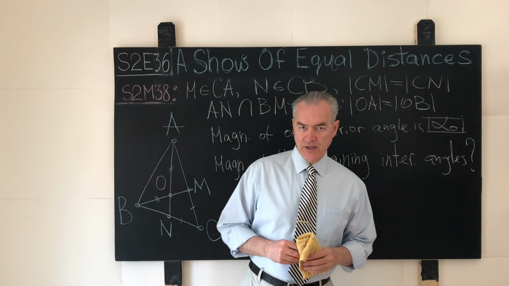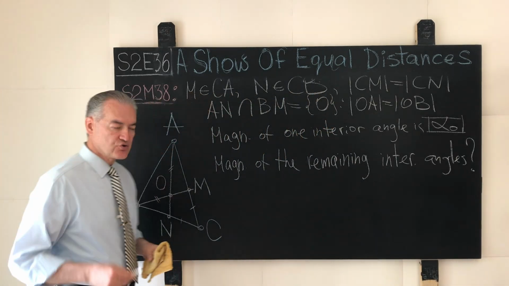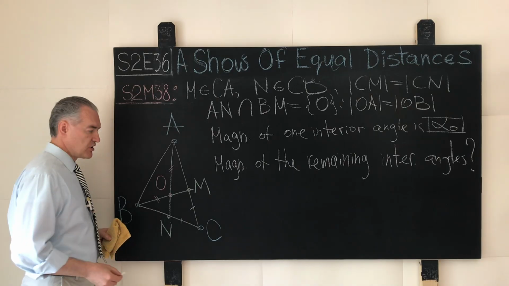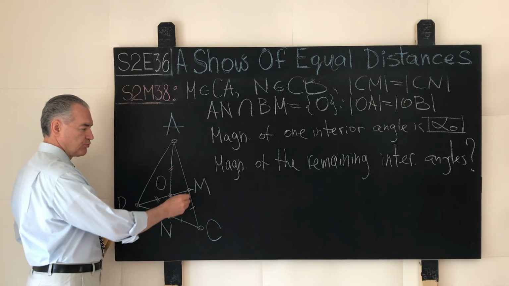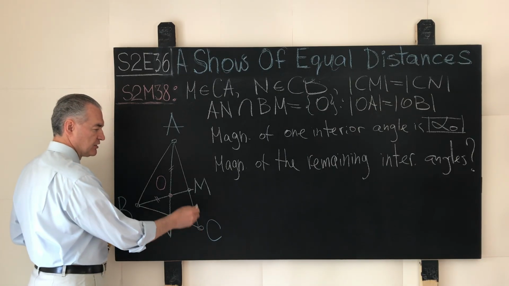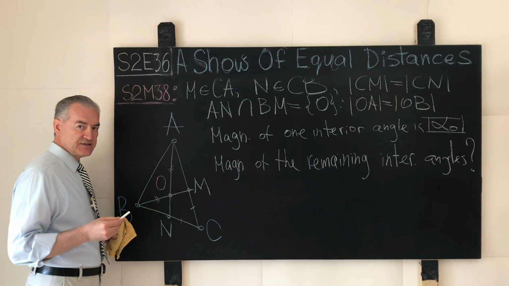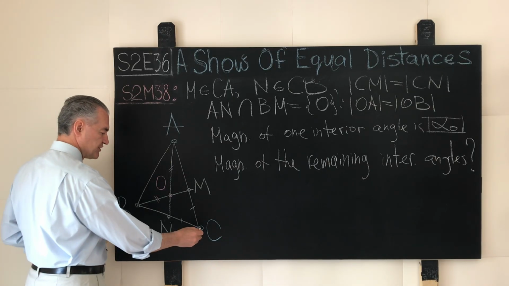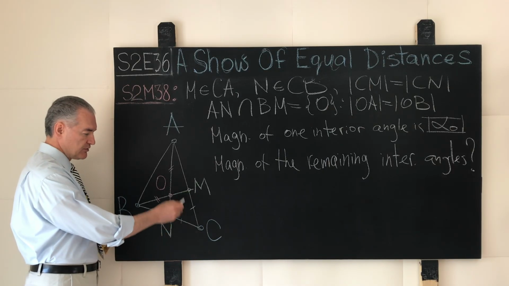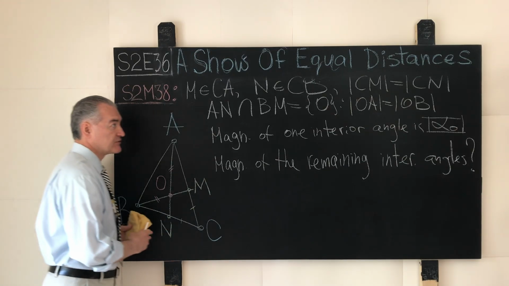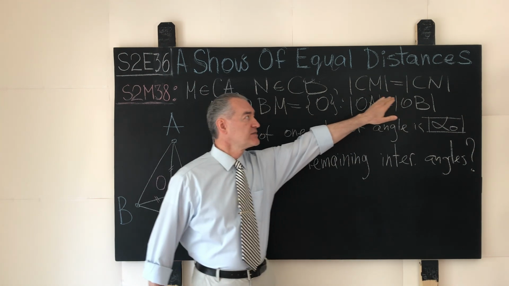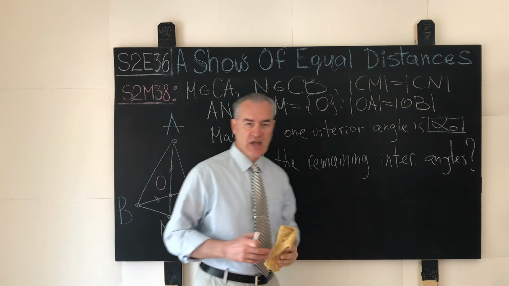In the mathematical problem S2M38, we're given a Euclidean triangle A, B, and C, and on the side of that triangle CA, a point M is chosen in such a way that the distance from the vertex C to the point M is exactly the same as the distance from the same vertex C to another point N that is chosen on the side of the parent triangle CB. This is reflected over here. The length of the line segment CM is exactly the same as the length of the line segment CN.